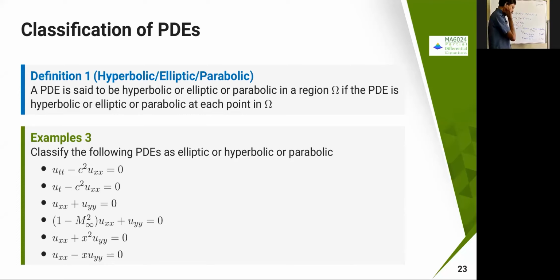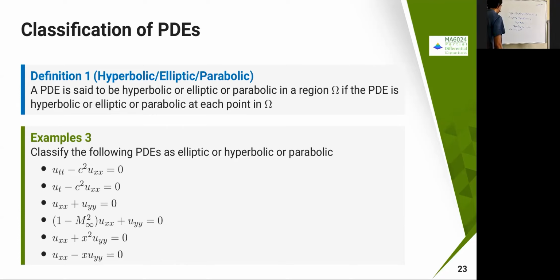The first equation is the wave equation: u_tt minus c square u_xx equal to 0. We can classify that as parabolic or hyperbolic or elliptic. So let's take this one, u_tt minus c square u_xx equal to 0. Here c we always assume greater than 0. Then I can just take a equal to 1, b equal to 0, c equal to minus c square.